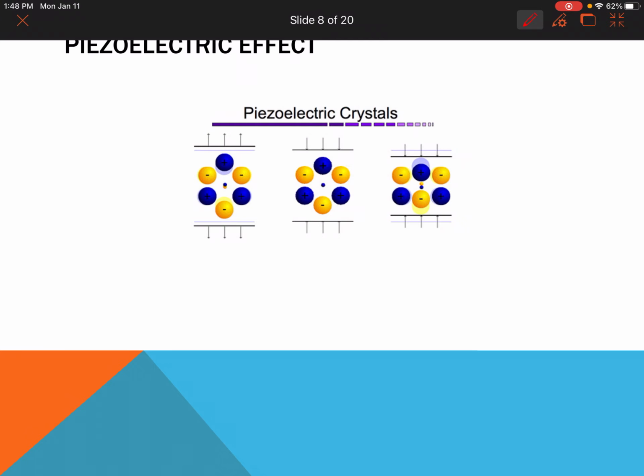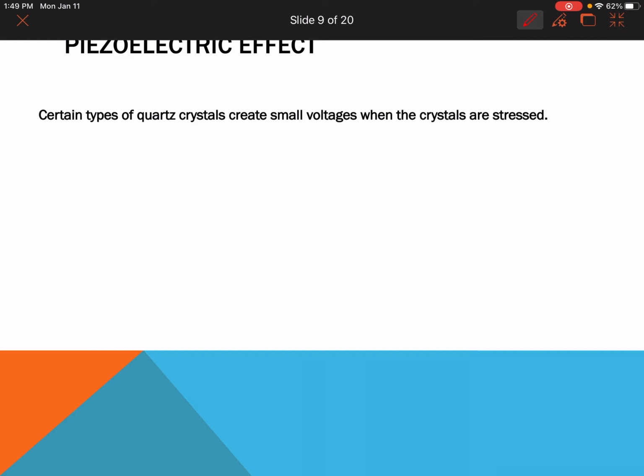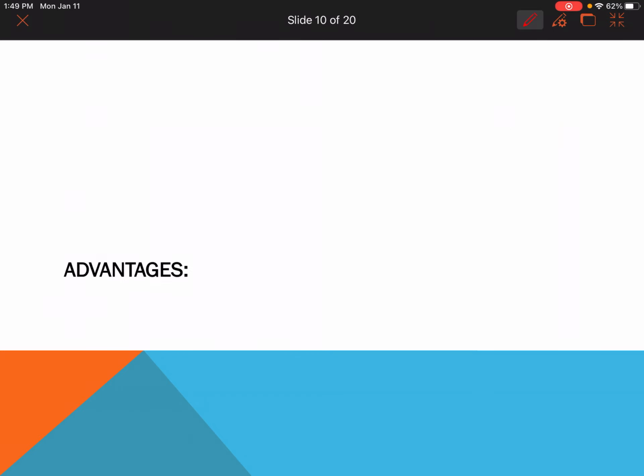The next one's called the piezoelectric effect. This one has to do with crystals. This is an image of it here. Now, certain types of quartz crystals create small voltages when the crystals are stressed. Stressed is what you need to add in there. So if you put force on them, you can get electricity.